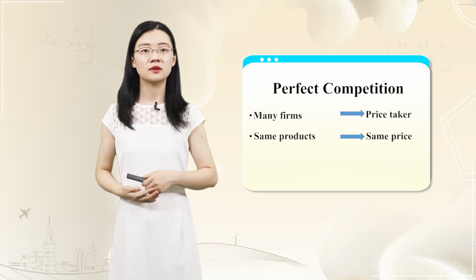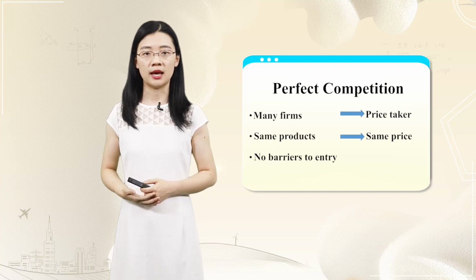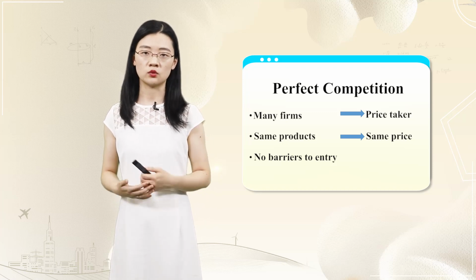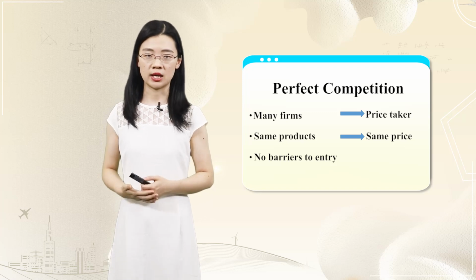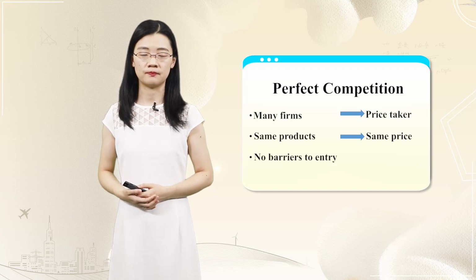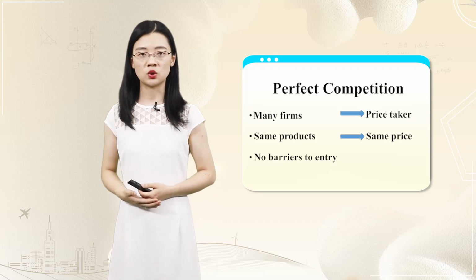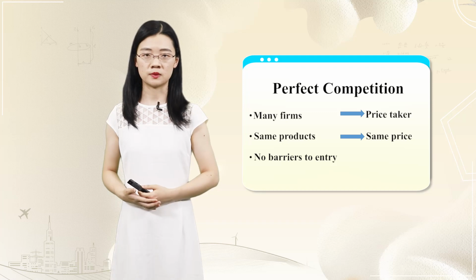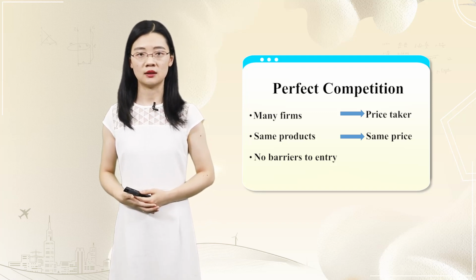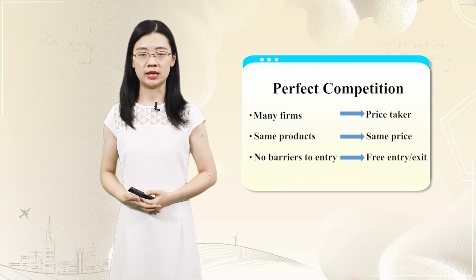Third, there are no barriers to entry in a perfect competitive market, and there are no laws, regulations, or resource constraints that prevent new firms from entering the market. When the firm does not want to continue to produce in the industry, it can also freely use its resources for other purposes, thus exiting the industry freely. All producers can enter or exit the market freely.